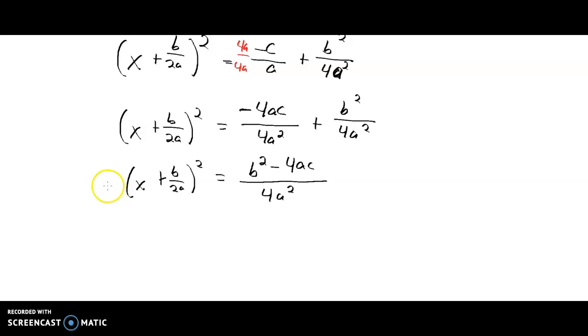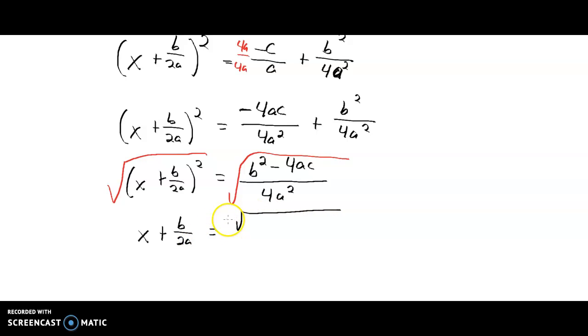So I'm going to take the square root of both sides. The square root is going to give me x plus b over 2a is equal to the square root. So remember, I'm going to put that plus or minus sign because we always have the plus or minus, of b squared minus 4ac. And it's going to be divided by, and I can take out a 2a. So I can take that square root of 4 and 2. That's going to give me the 2a.